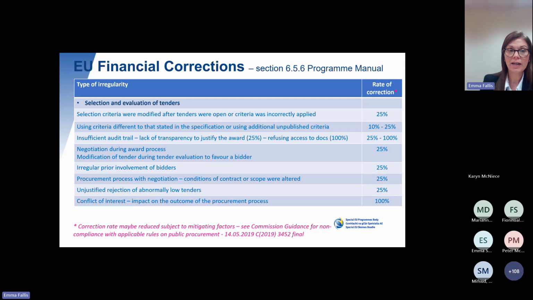If there's been negotiation during the award process, or modification of a tender during the tender evaluation to favour a bidder has been identified, a 25% penalty can be applied. Irregular prior involvement of bidders can result in 25% as well. Procurement processes with negotiation, where conditions of the contract or scope have been altered, can result in a 25% penalty. Unjustified rejection of abnormally low bids is a 25% penalty. And then where conflicts of interest have had a direct impact on the outcome of the procurement process, it can result in 100%, which means that the entire contract would be regarded as irregular.